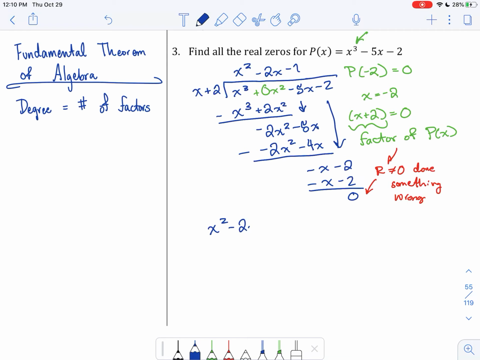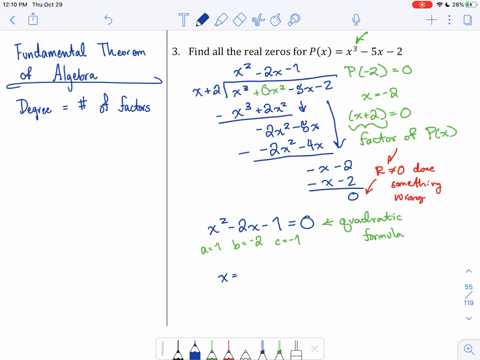Now to find the others, we're looking at x squared minus 2x minus 1. In order to find the roots of that, where is it equal to 0? You can just use the quadratic formula. We know they're not going to be rational because we couldn't factor it any farther; there was only that one. So I'm going to use the quadratic formula, where a is equal to 1, b is equal to negative 2, c is equal to negative 1.